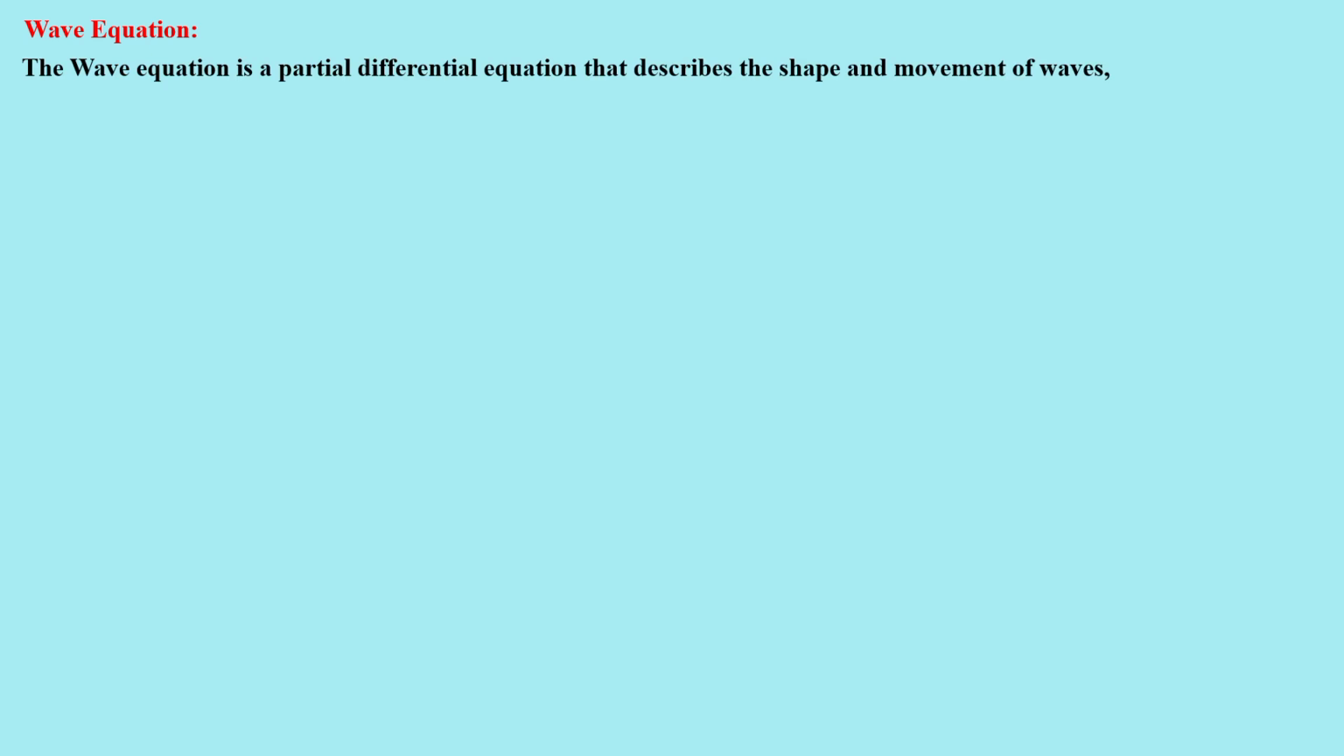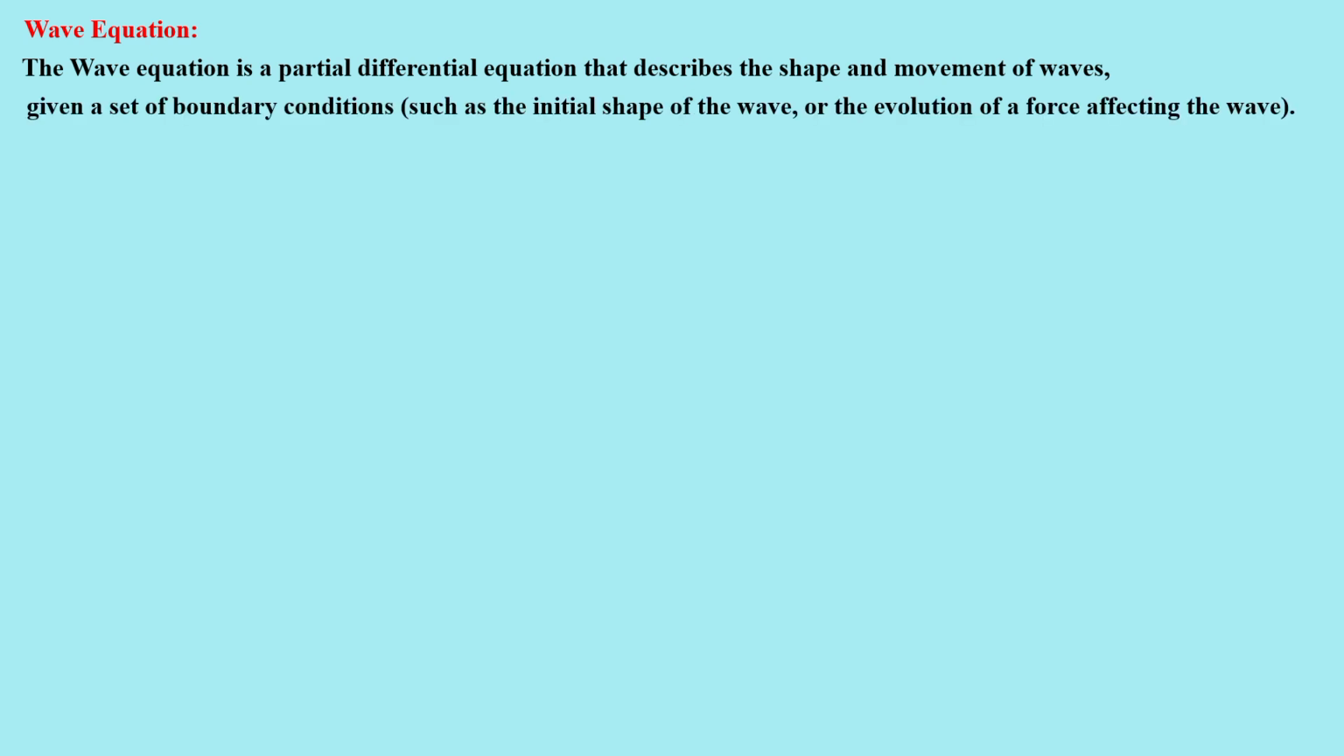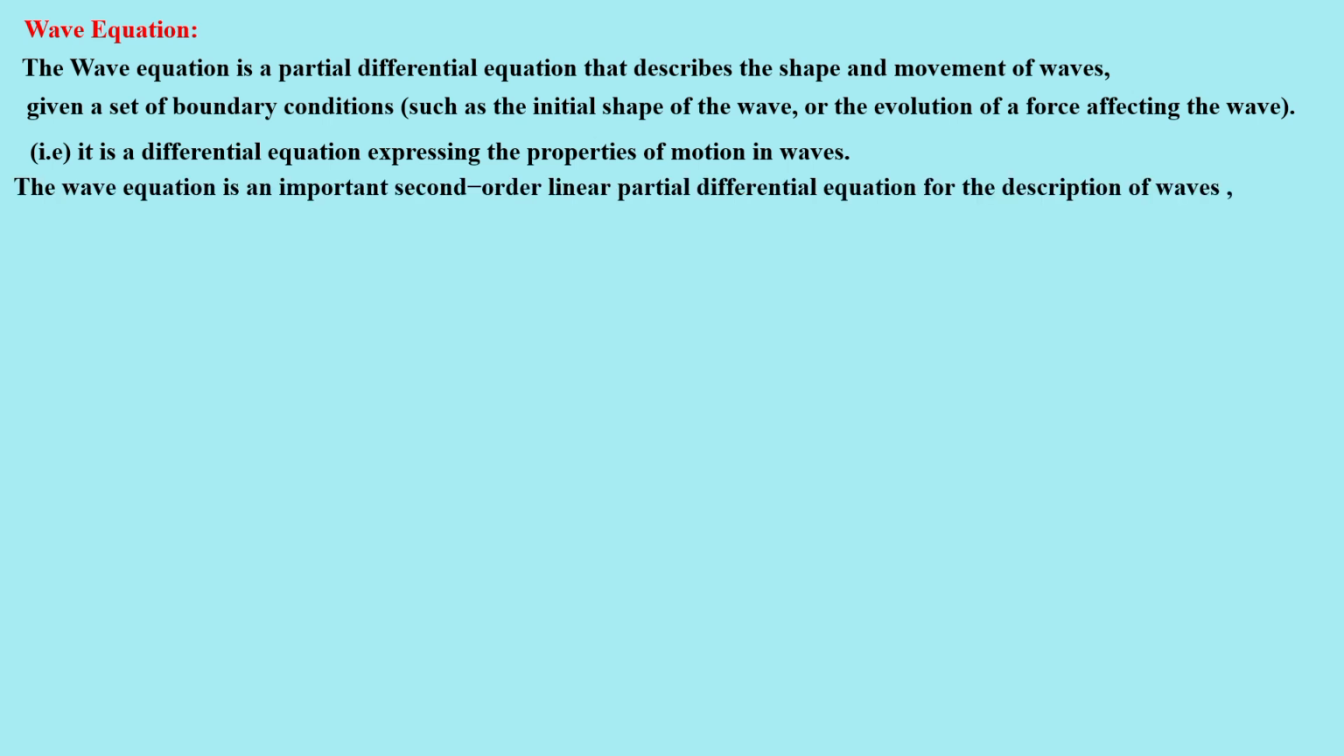First application, wave equation. The wave equation is a partial differential equation that describes the shape and movement of waves, given a set of boundary conditions such as the initial shape of the wave or the evaluation of a force affecting the wave. It is a differential equation expressing the properties of motion in waves.